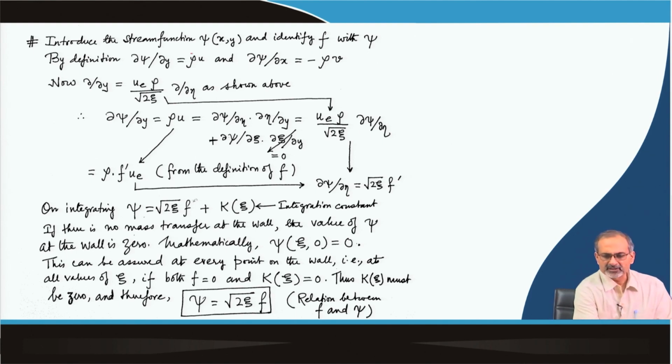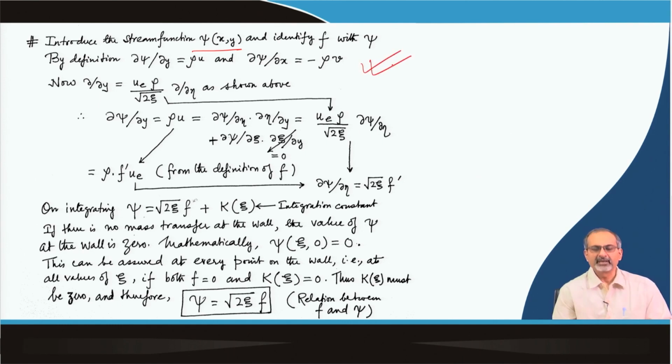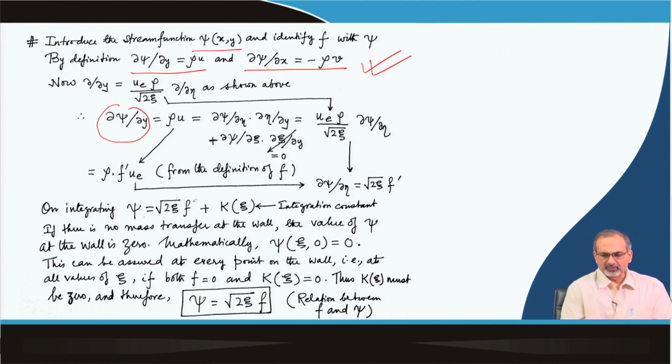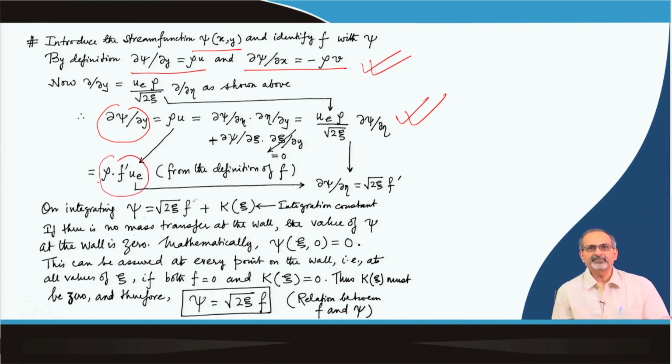Now, introduce the stream function psi, which is a function of x and y, and by definition, as we know, in the compressible flow del psi del y will be rho u, del psi del x will be minus rho v, and then the del psi del y, which is rho u on one hand, can be represented in terms of del psi del eta in the transformed space, and again rho u can be represented like this in terms of f dash. Therefore, put together del psi del eta will have a representation like this.